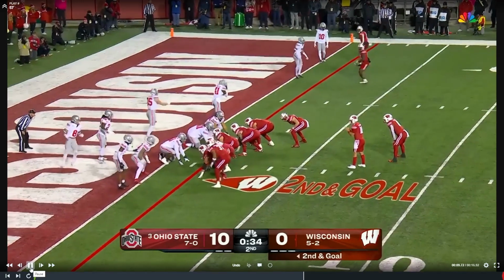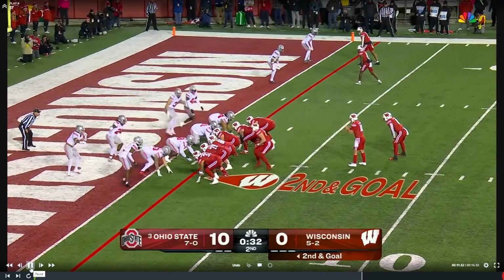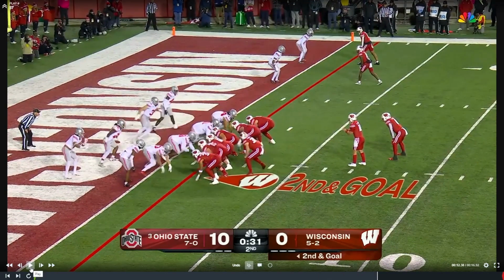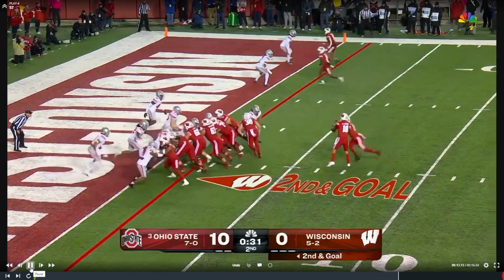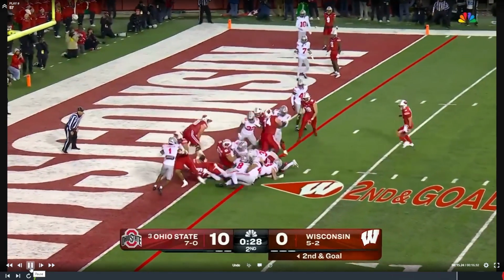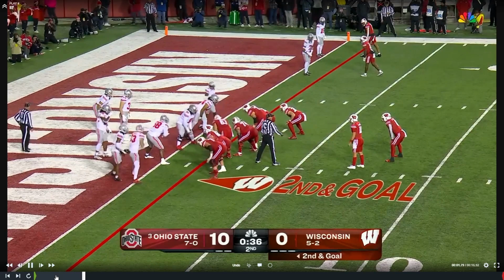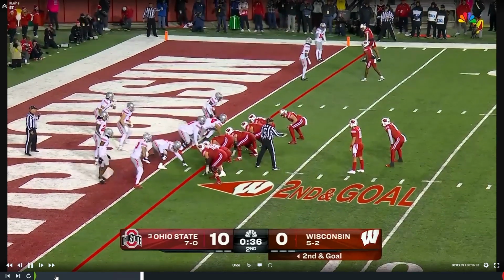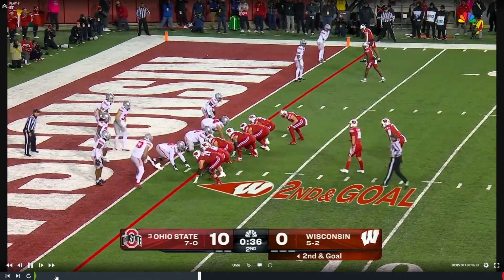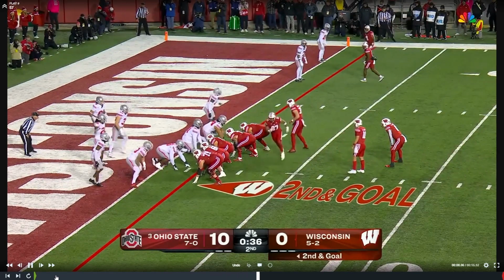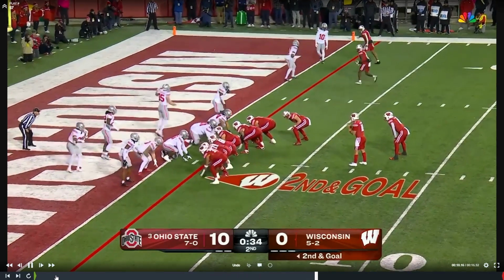Going under center, turning around and handing this off is not faster than taking a snap and running the ball right up the middle. This doesn't go slower, I'm sorry, just because the ball goes from the center's hand to the quarterback's hand and then a handoff.